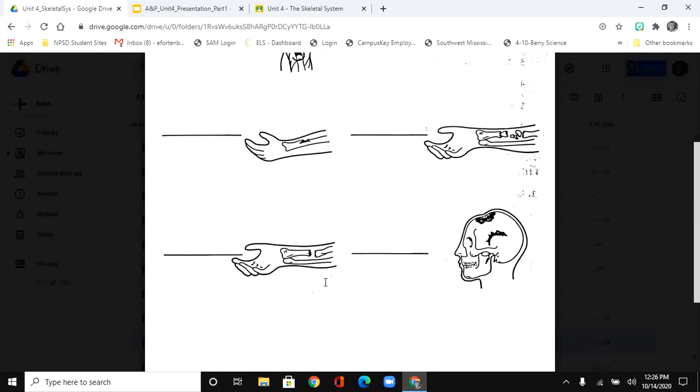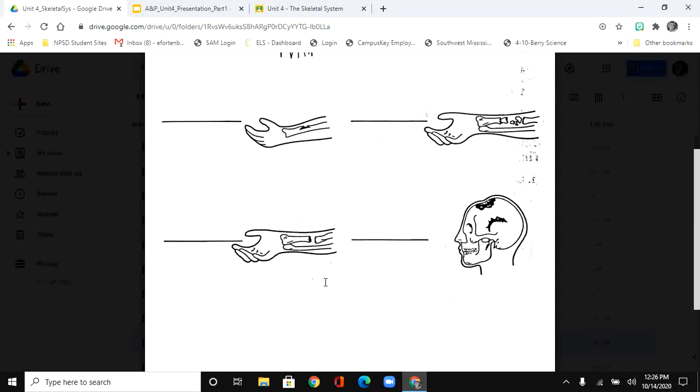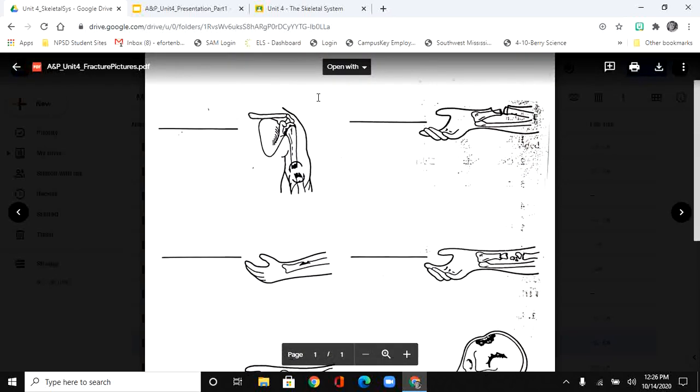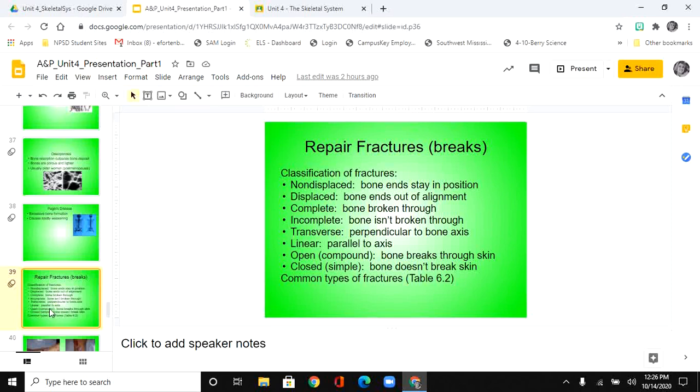Right here, this next line, the first picture, we'll see that that is a complete, non-displaced, transverse, closed fracture. And then right here, the last one, this is a skull fracture, and we call that a depressed fracture. It looks like somebody hit them in the head with a frying pan or a baseball bat. So that would be a depressed fracture, and that would be the only thing that we're going to use for that. Okay, so those are our pictures of our fractures. Let's go back to the notes.